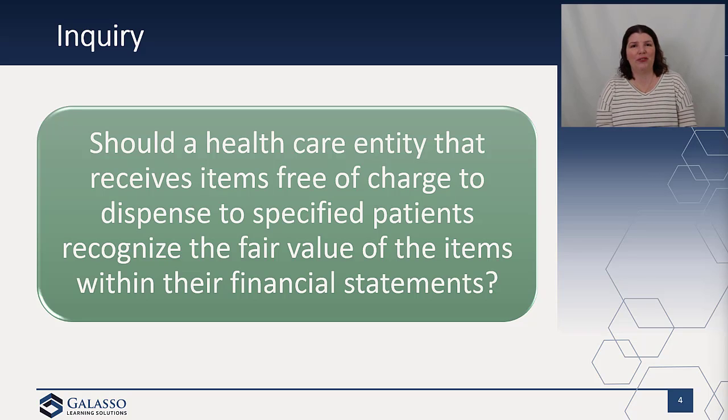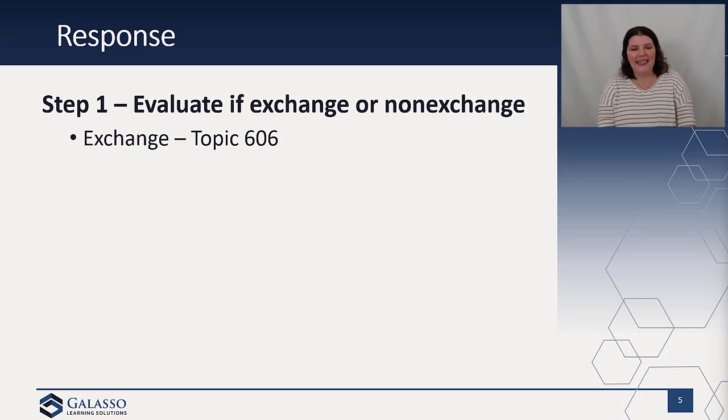So we're going to use more of a flowchart type of thought process with some steps. So step one is evaluate if this is an exchange or non-exchange transaction, right? So that's sort of the first conversation. Are we an exchange transaction? If we are, we're going to go to topic 606 and we're going to follow the rules there, the disclosures there, and we're going to just be in our normal place.